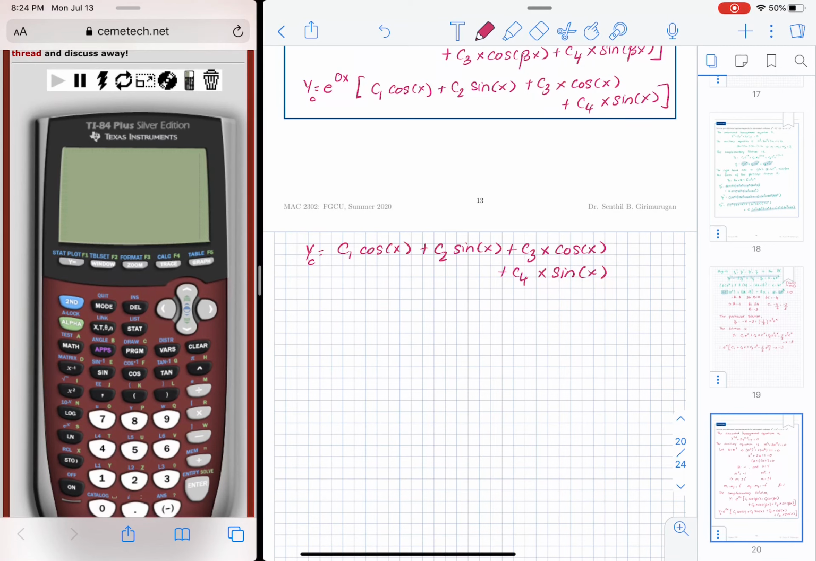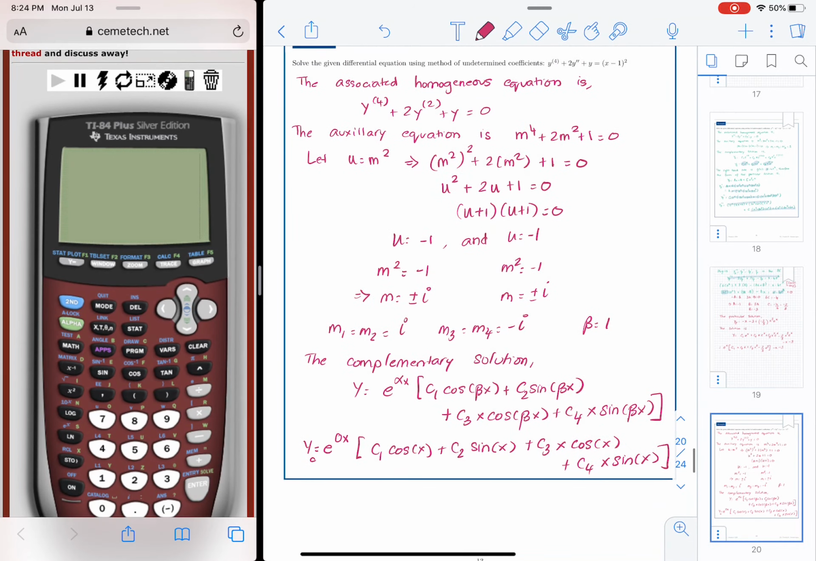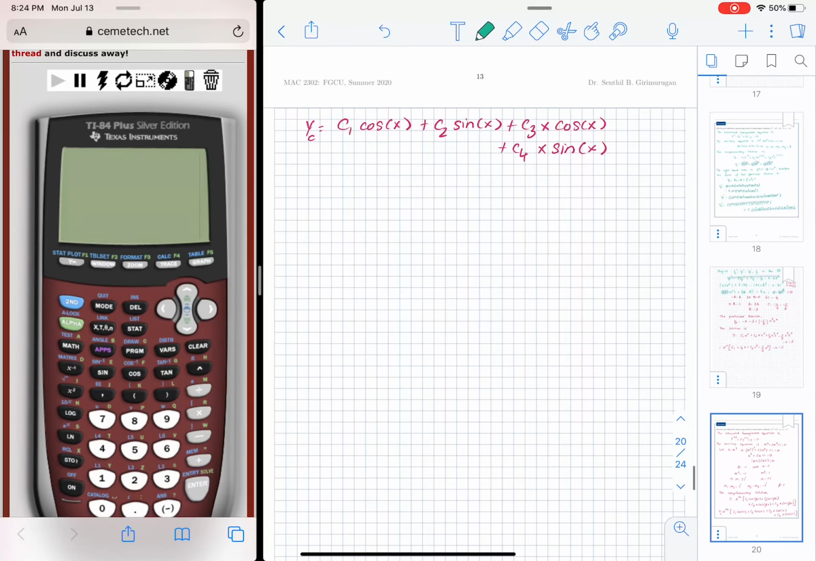Now we have to find the particular solution. How do we go about finding the particular solution? We look at the right-hand side. The right-hand side, you look at that and you say, well, that doesn't look nice. Doesn't fit the standard format, but if you FOIL it, you would see g of x is simply x squared minus 2x plus 1.